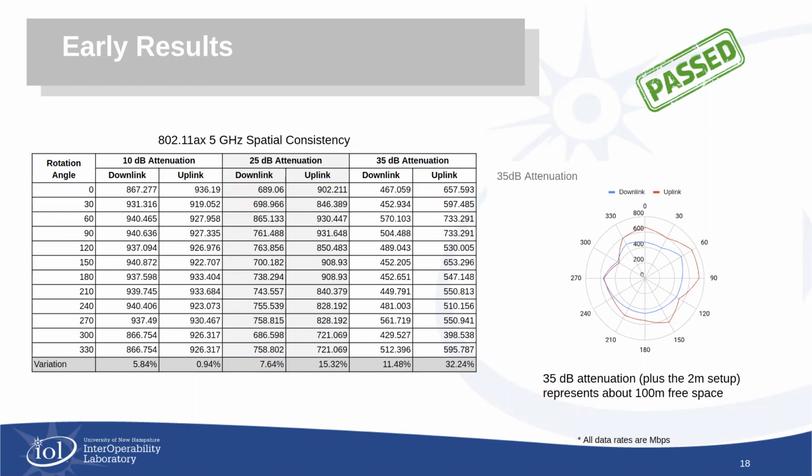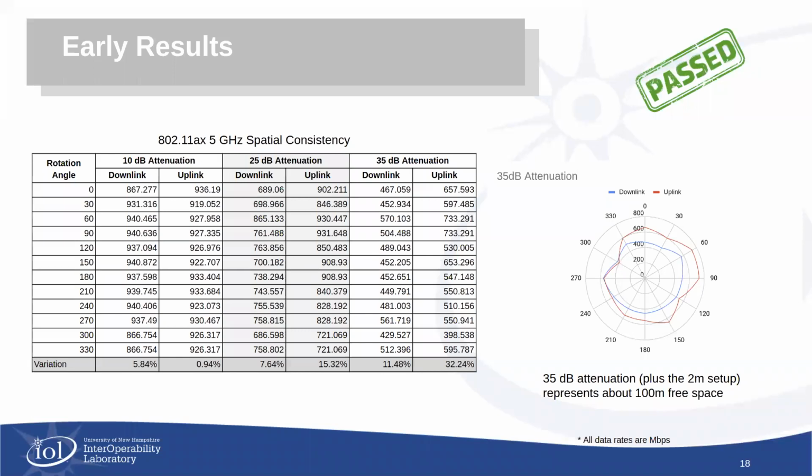And then on the right, we actually broke that out to a polar plot showing the longest of the distances. So that 35 dB of attenuation case actually is driving towards about 100 meters of free space when you account for the 2 meter air gap kind of baseline that's built into the test setup. So you can see kind of that overall performance and that consistency around that.